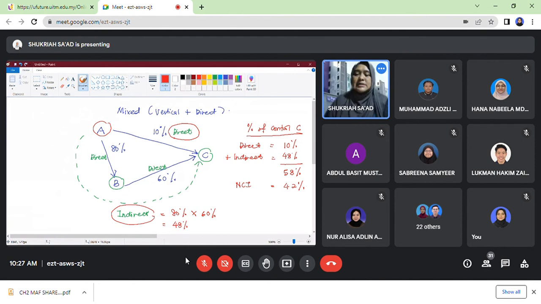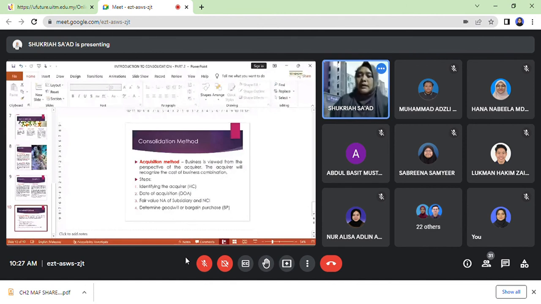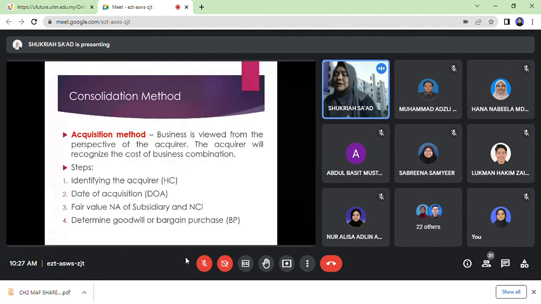Okay. So, it should be example. Okay, all right. So before we go to example, let's look at this one. Okay, last slide. Okay, consolidation method. Because now we move on to how to prepare the consolidated financial statement, because we know that in order to prepare consolidated financial statement, the responsibility usually falls under holding company. Mana responsibility tu adalah pada holding company. Holding company yang akan prepare the consolidated financial statement by combining its own financial statement with its subsidiaries. Okay, because they might have more than one subsidiary.